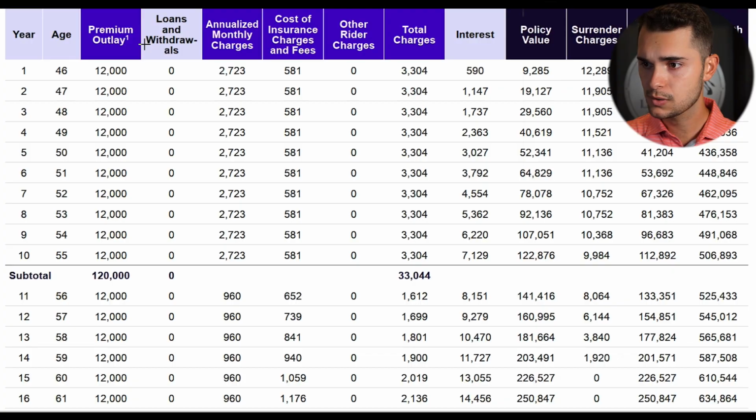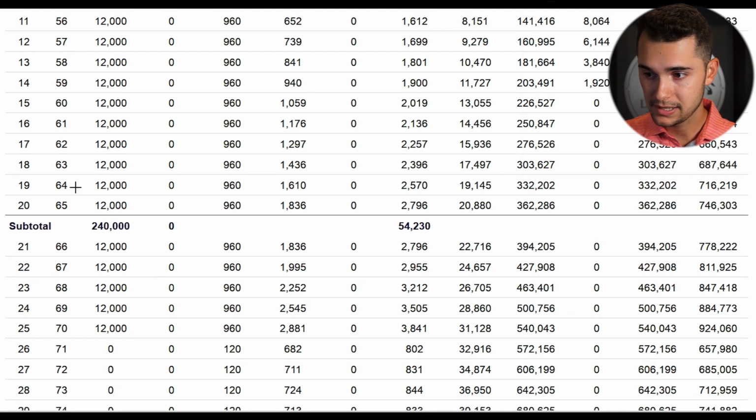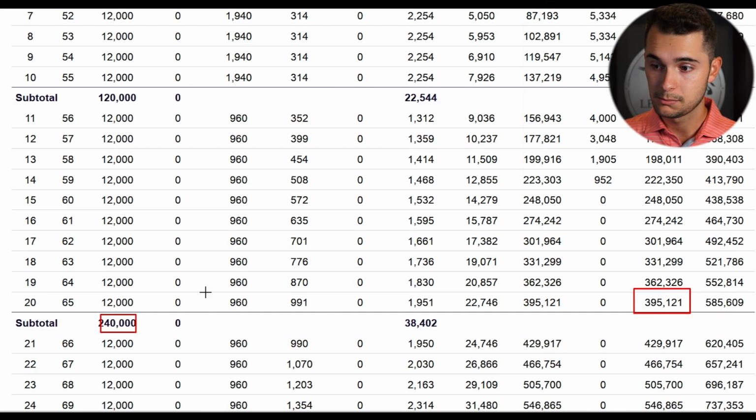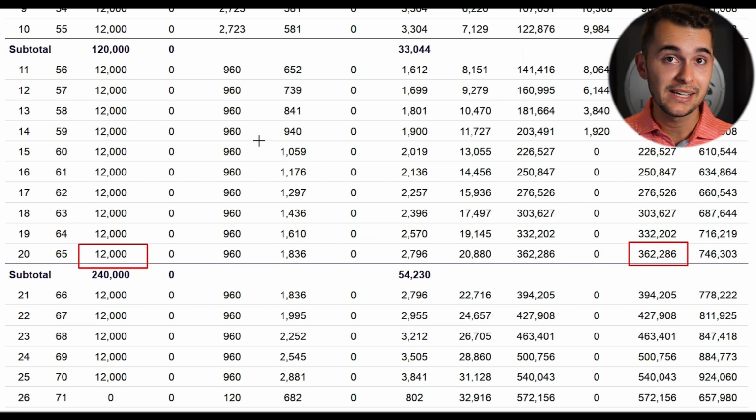So we can see here, $12,000 a year, let's say we pay that for 20 years. We're at $362,000 in cash value. And we're going back to the more efficient design where $12,000 is the max, and we're at $395,000. So we're $30,000 less in cash value. And also we're paying a lot more fees.